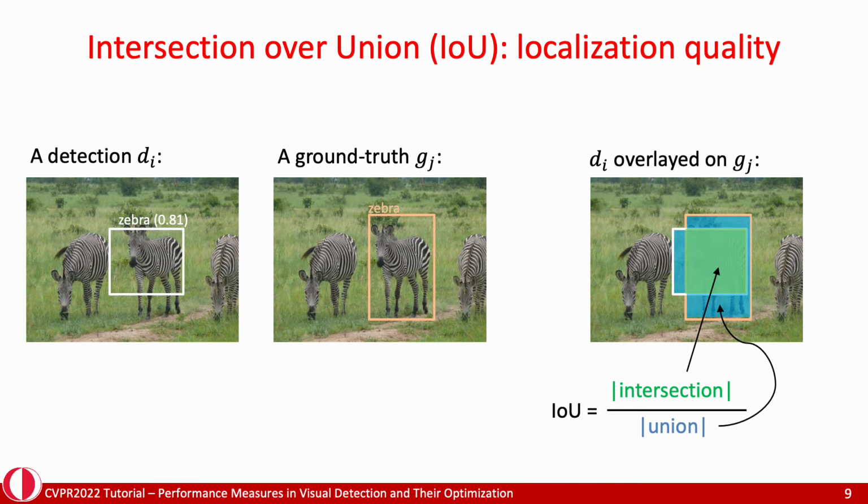When the two boxes are identical, we have a perfect intersection over union score of 1, and when the two boxes do not overlap at all, that is, they do not intersect, then intersection over union becomes 0. After this brief digression on localization quality, let us go back to the topic of evaluation.